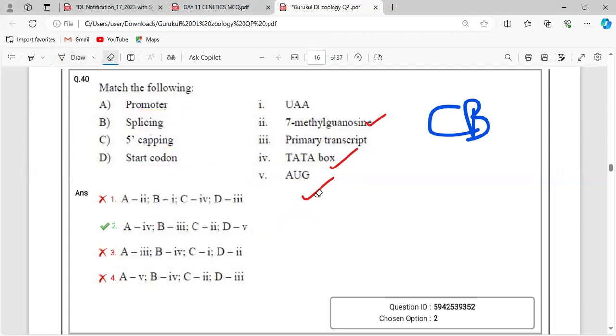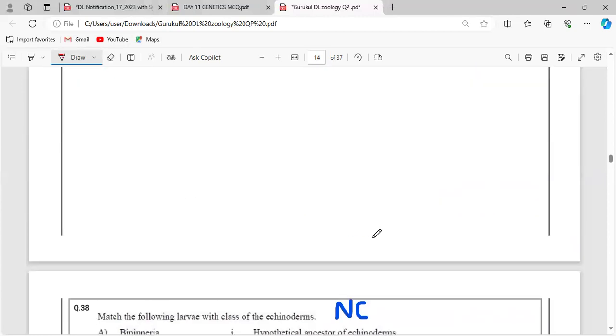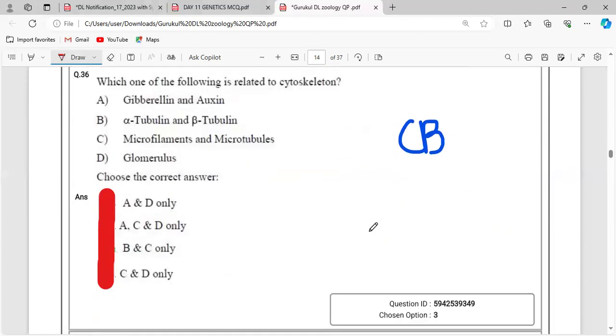Okay. This is how the question will be. You don't need to put in extra effort to read all those concepts. If you know the basic concepts, you can easily answer these questions. And once again, which one of the following is related to the cytoskeleton?